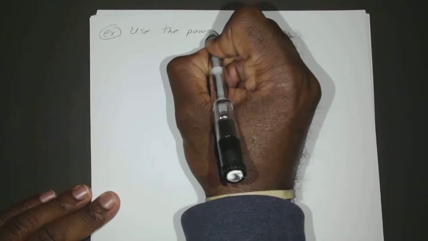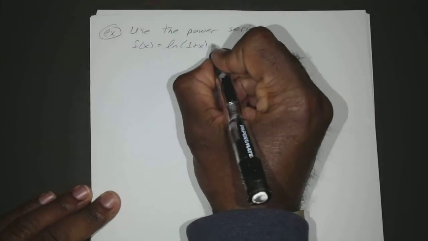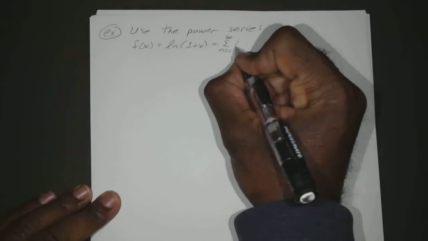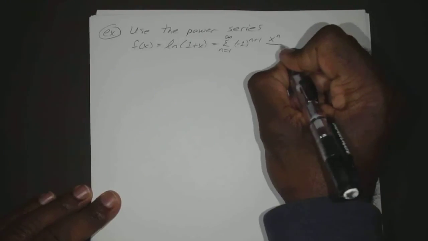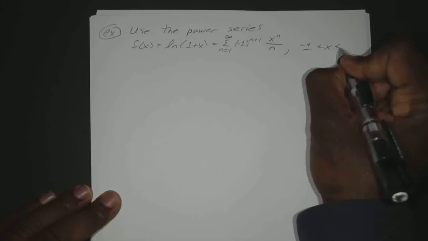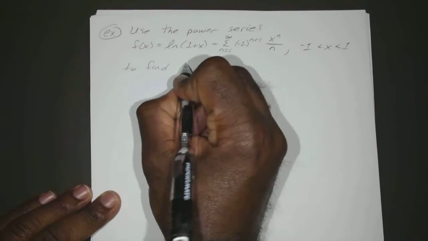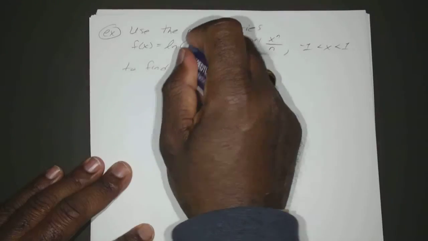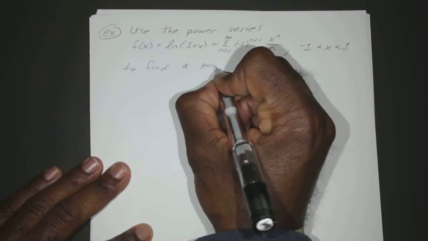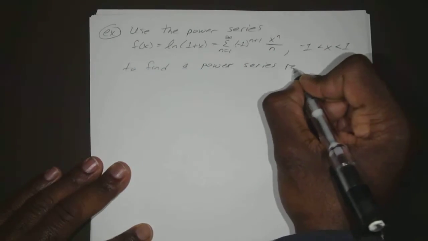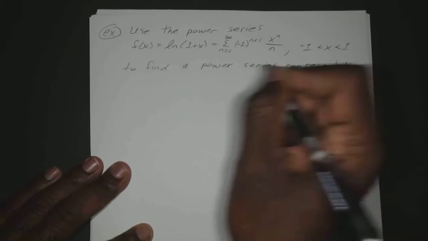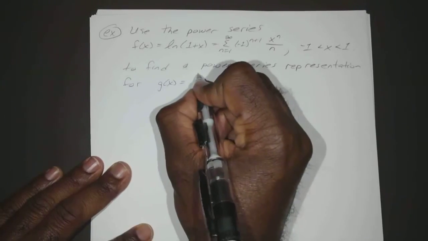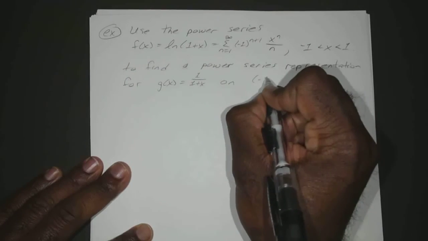All right, so let's say for this example, use the power series f of x equals natural log of 1 plus x, which equals the sum from n equals 1 to infinity of negative 1 to the n plus 1 power times x to the n over n, between negative 1 and 1, to find a power series representation for g of x, which equals 1 over 1 plus x on that same interval from negative 1 to 1.